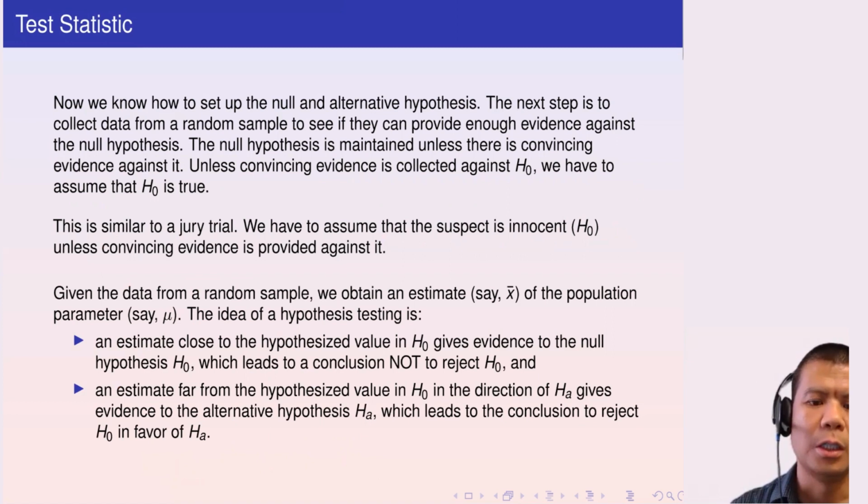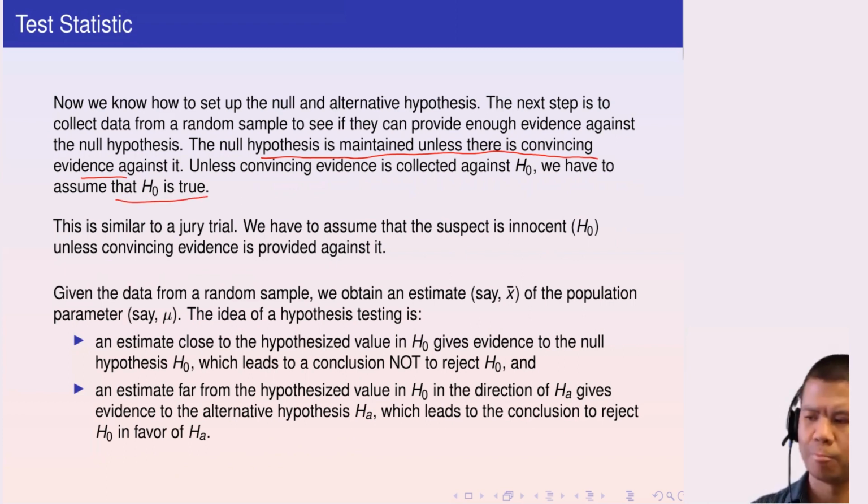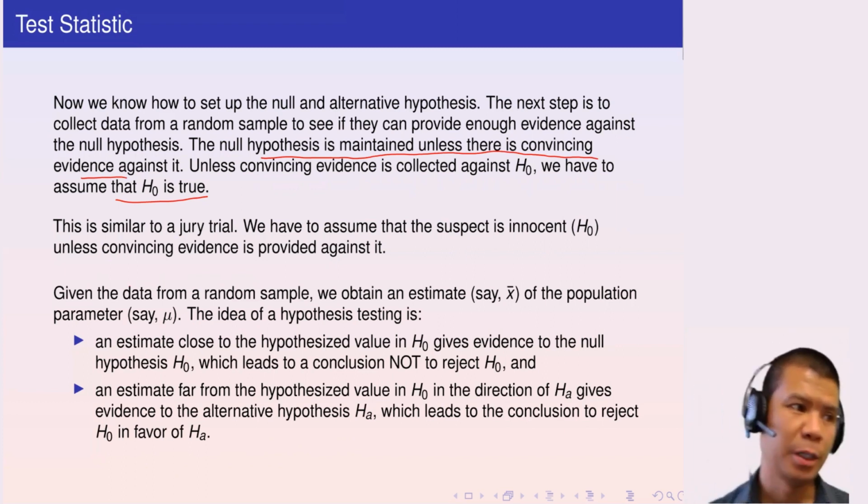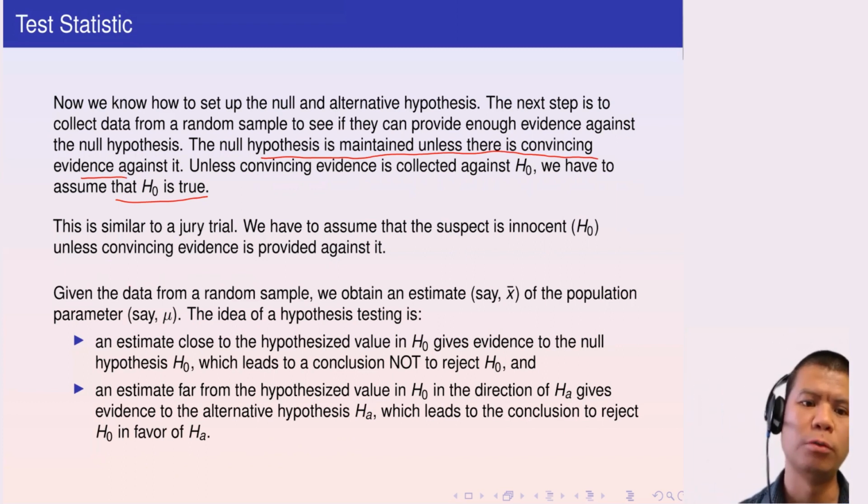All right, so how to choose a test statistic. As we know, the null hypothesis is maintained unless there is convincing evidence against it. Unless convincing evidence is collected against this, we have to assume H0 is true. That's the basic assumption we have to follow for hypothesis testing, which is similar to a jury trial. We have to assume the suspect is innocent unless convincing evidence is provided against it.